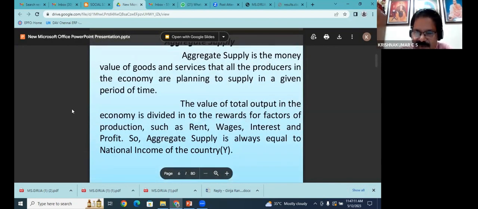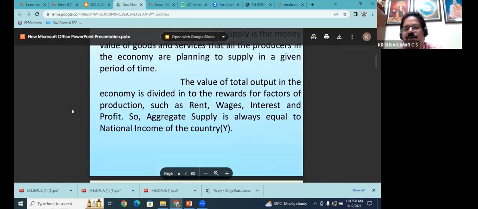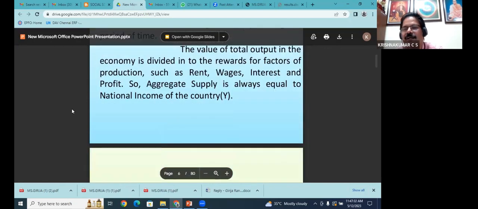See, the explanation is given here. The value of total output produced in the economy will be divided into the rewards for 4 factors of production: rent, wage, interest, and the profit. So aggregate supply is always equal to the national income of the country. So AS is always equal to national income.